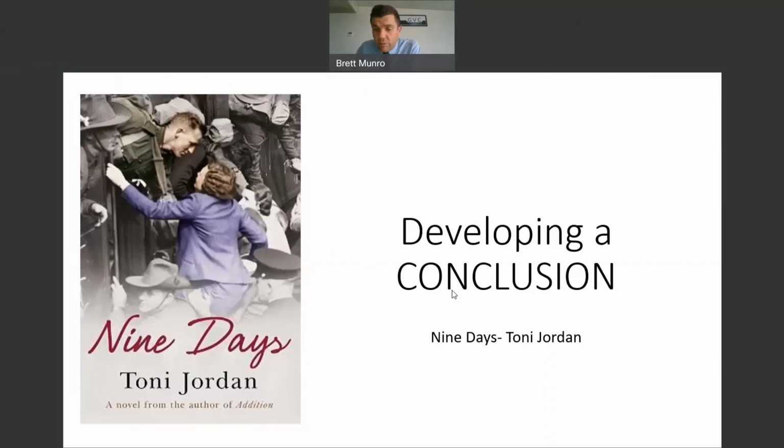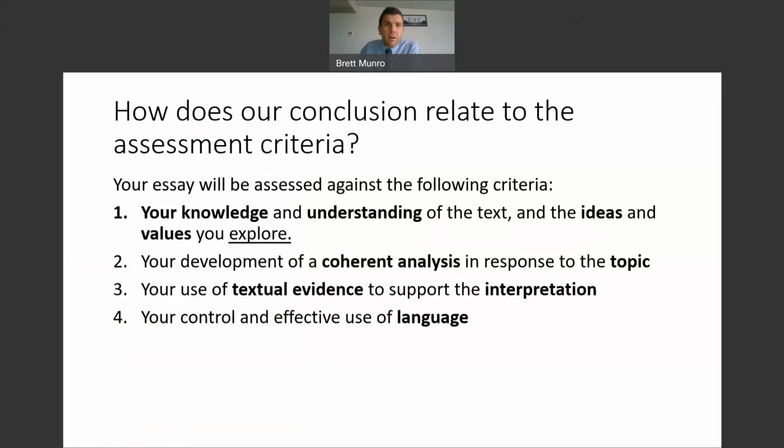First question I want us to look at is, how does our conclusion relate to the assessment criteria? Previously, we've looked at the criteria that your essays are marked on. This criteria is from the end of your exam, and there are essentially four of them. The first one is your knowledge and understanding of the text and the ideas and values you explore. The second is your development of a coherent discussion in response to the topic. Your third is your use of textual evidence to support your interpretation. And the fourth is your control and effective use of language. All four of these are combined together to give us your mark.